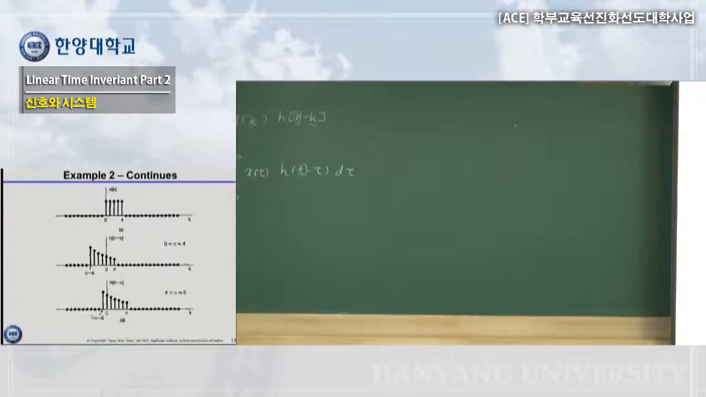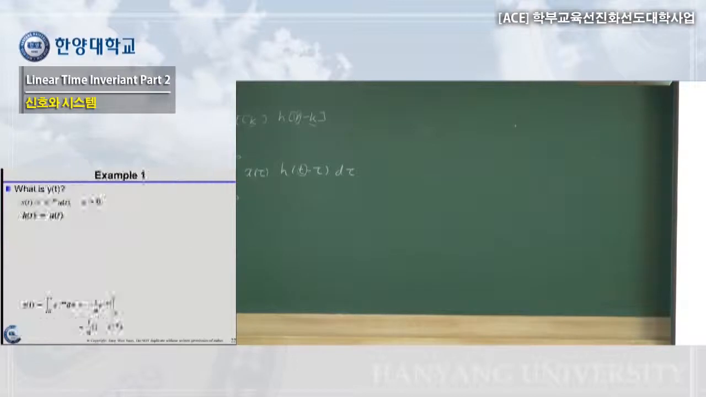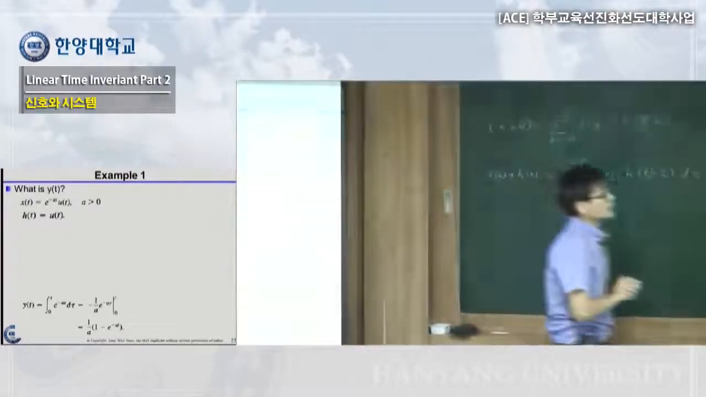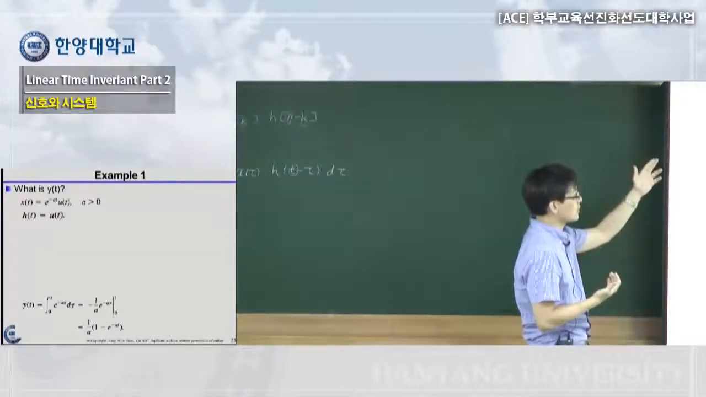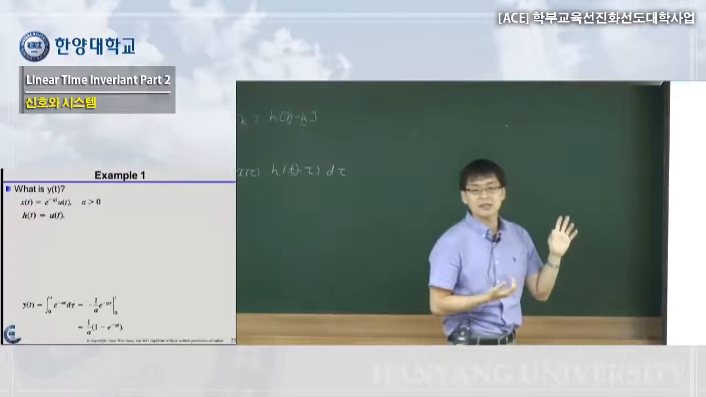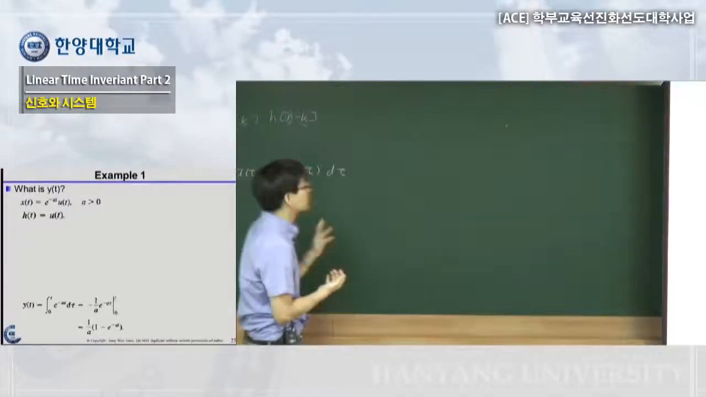Here, in continuous time, it is very similar. Let's have an example. Let's try to find what y t is if x is this and h is this. This is very similar to what we've seen before, right?